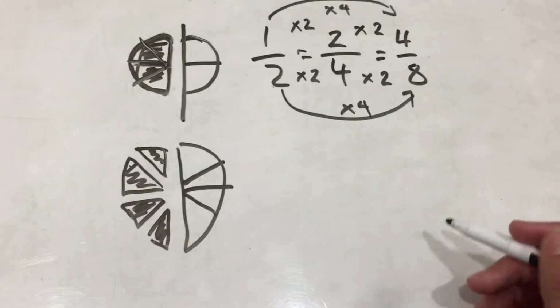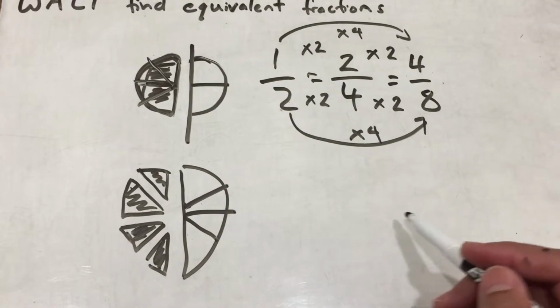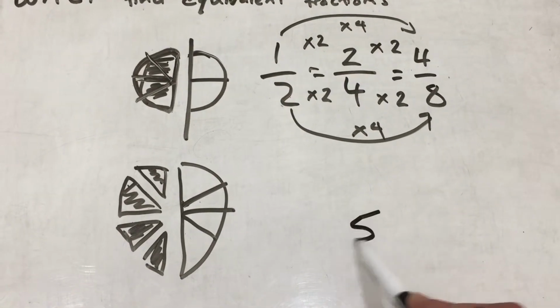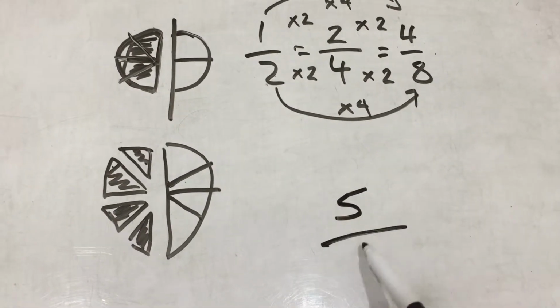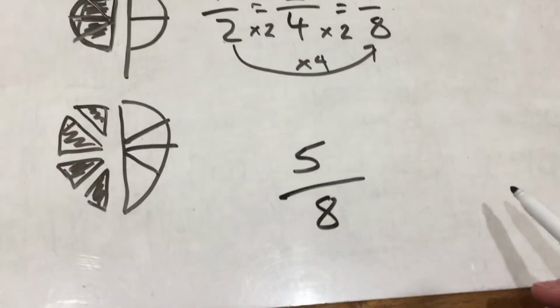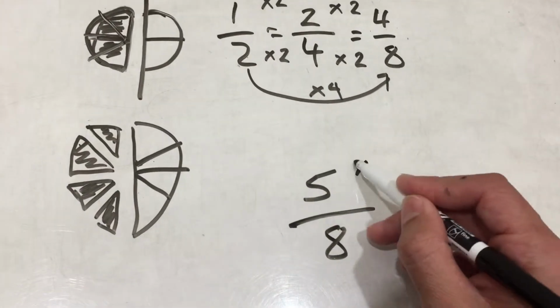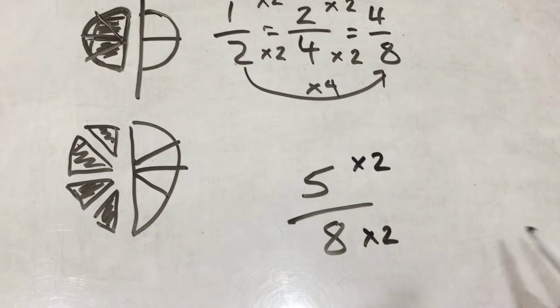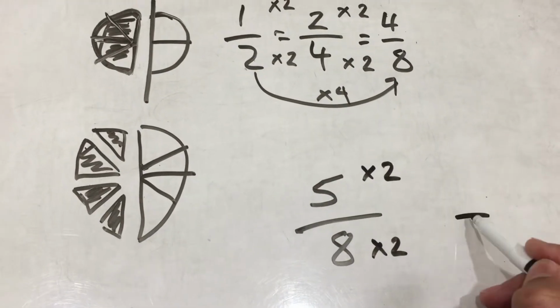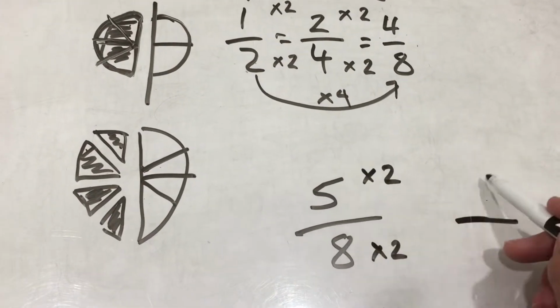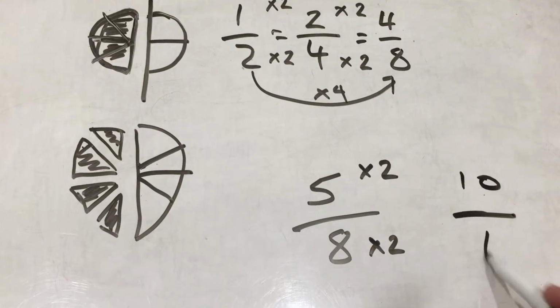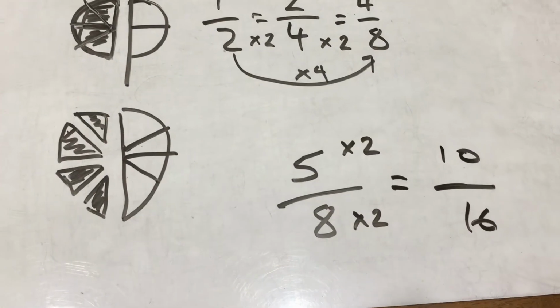So if I do a few other little practice ones down here to show equivalent fractions, if I had 5/8, what is the equivalent to 5/8? We just times them both by the same amount, so 2 times 5 is 10, 2 times 8 is 16, so they are the same.